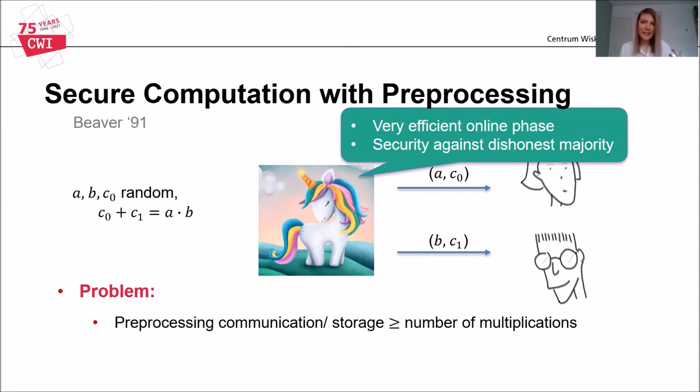This is very cool, but this is not yet practical, because now we pushed this expensive part into the preprocessing phase, and now the preprocessing phase is the bottleneck. Even though you can tolerate more computation and generally more overhead if you can do it ahead of time, the problem with this approach is that the communication and storage that you need for the preprocessing scales with the number of multiplications that you have to perform in the computation. So the more complex your program is, the more you have to communicate, and this gets even worse if you don't have this unicorn just dealing out random multiplications, but you have to actually generate those multiplications securely.